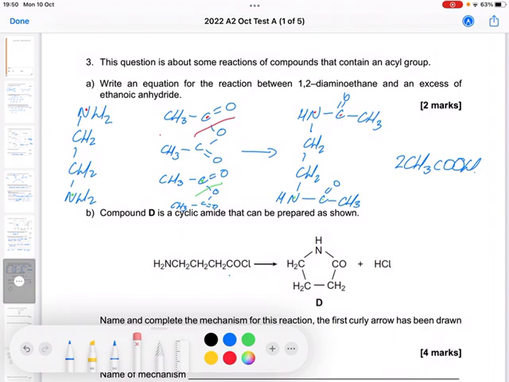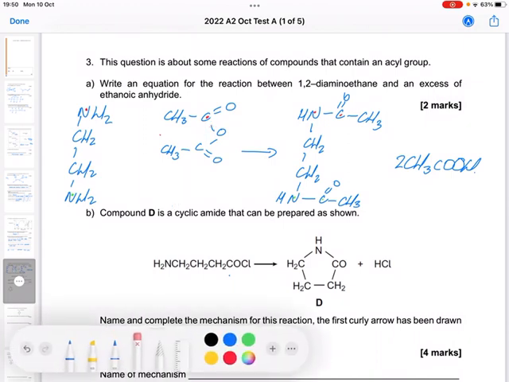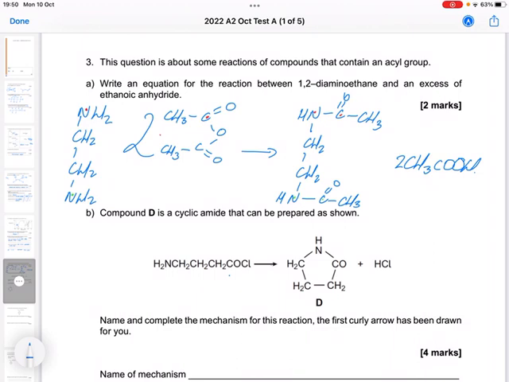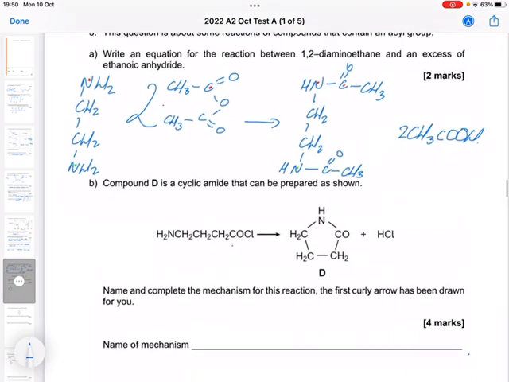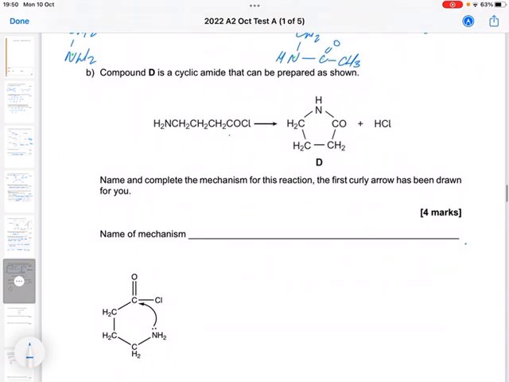Now that we can see the working out here, I'm going to rub this one out, put that line out there, and then put a 2 in front of this to show that we get two of those. So if you only did one of the amides and you got an NH2 at the end, then you'd get 1 mark. If you've done the two amides with two ethanoic anhydrides, you would get 2 marks. Name of the mechanism, we'll come back to that in a minute.